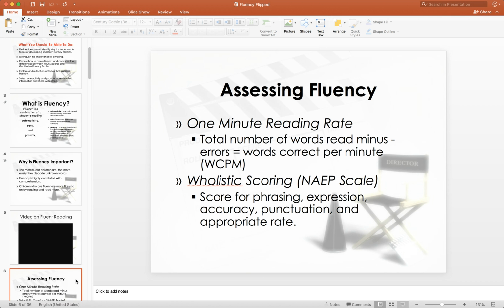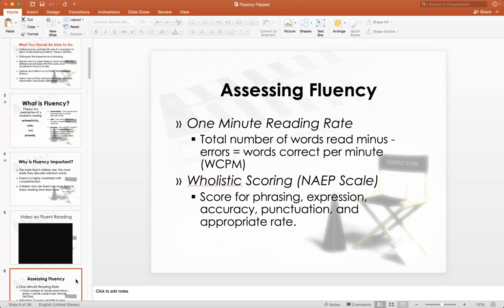So remember, we're setting the timer for 1 minute. We let the child read for a minute. We stop the timer and we mark where that child stops reading. And then we calculate the errors, and then we get the words correct per minute. Okay, and that gives us a percentage.